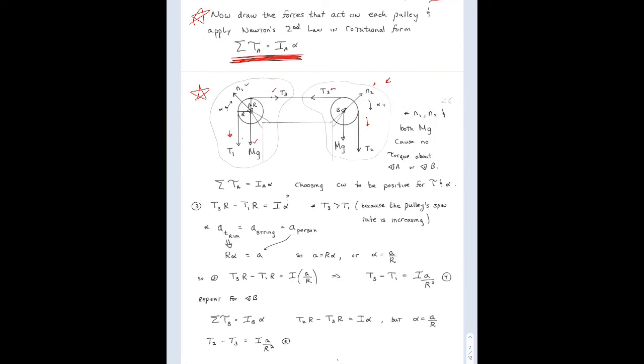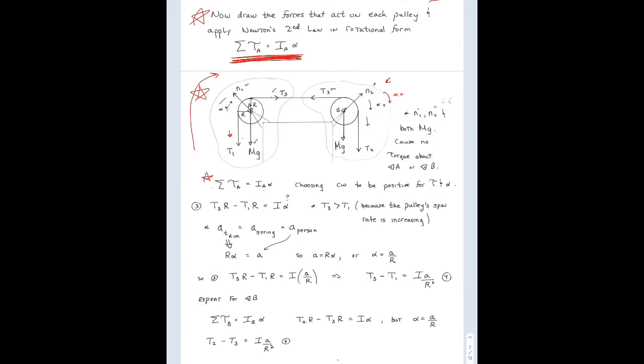The normal forces and the weights of the pulleys don't cause a torque about their axles. So I'm going to apply Newton's second law in rotational form about axis A. Again, I know the whole system is moving clockwise, so clockwise is positive for angular acceleration. I'm applying net torque equals I alpha about axis A for the left side pulley.